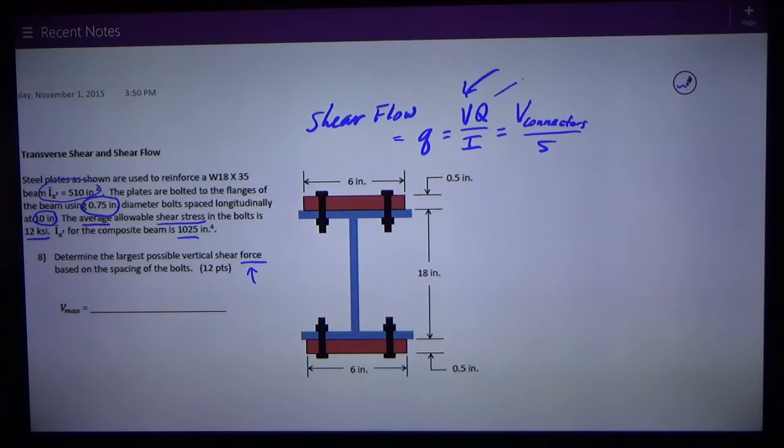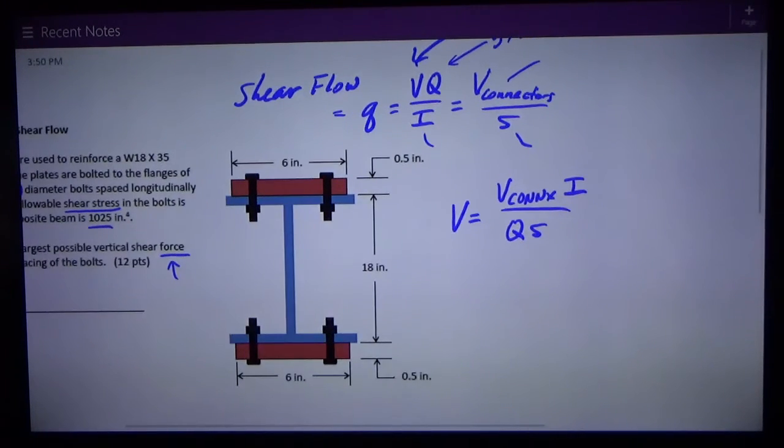So we can figure Q is y bar prime A prime. We're given I. We can figure what the connections are worth, and there are 2 of them. And then we're given the spacing. So I'm going to rearrange this equation, and what I'm going to be figuring is V, the shear force carrying capacity of that composite beam. V is equal to V connection times I divided by Q times S. So that's the main formula.